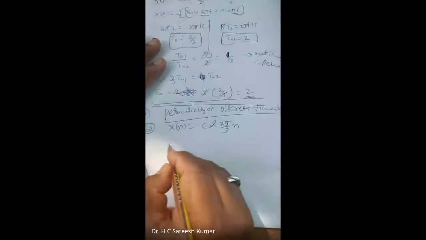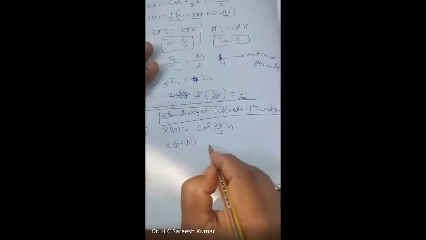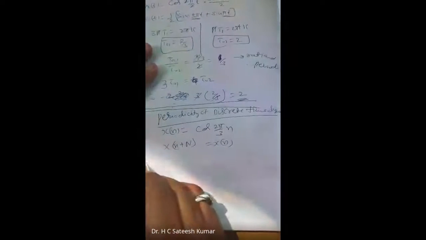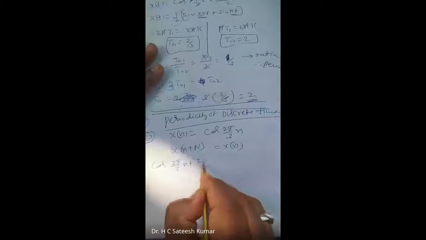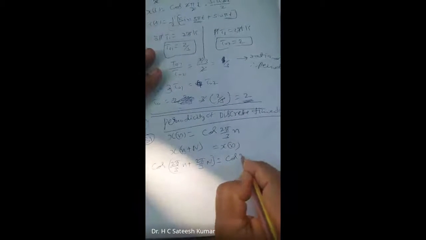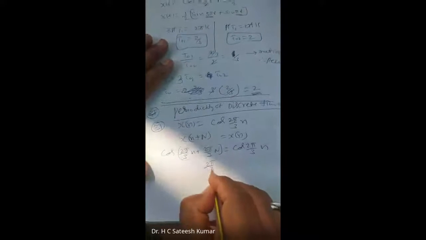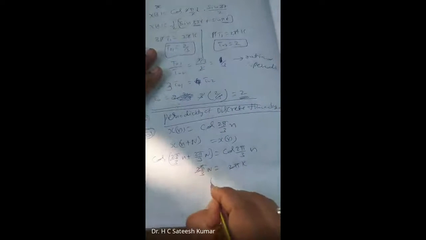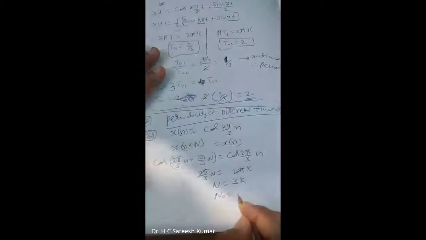What is the condition we said? Same thing. Until the end it is the same. X of n plus N should be equal to x of n for periodicity. X of n plus N means what? Cos of 2 pi by 3 n plus 2 pi by 3 capital N should be equal to cos of 2 pi by 3 n. When these two are equal, 2 pi by 3 N should be equal to 2 pi k. 2 pi gets cancelled. N is equal to 3k. N naught is equal to 3.